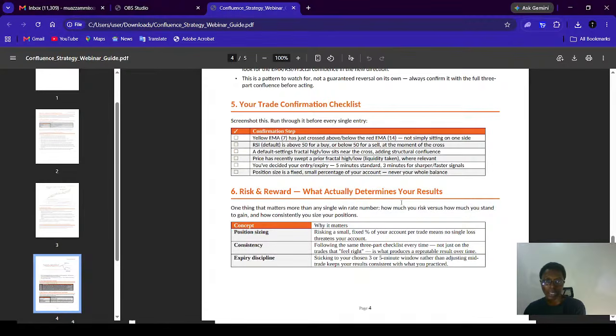So you saw the yellow EMA, the 7 EMA, crossing above the 14 EMA, or the 14 EMA crossing below the 7 EMA: your first signal. The RSI is above 50 or below 50, depending on the market direction or momentum: your second signal. And then your fractal appears, either above a green candle or below a red candle: your third signal. And then you have to decide whether your entry will be 5 minutes or 3 minutes.